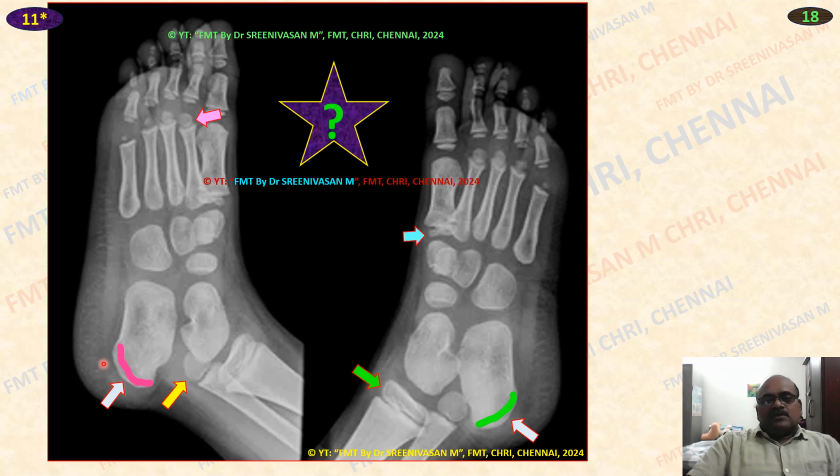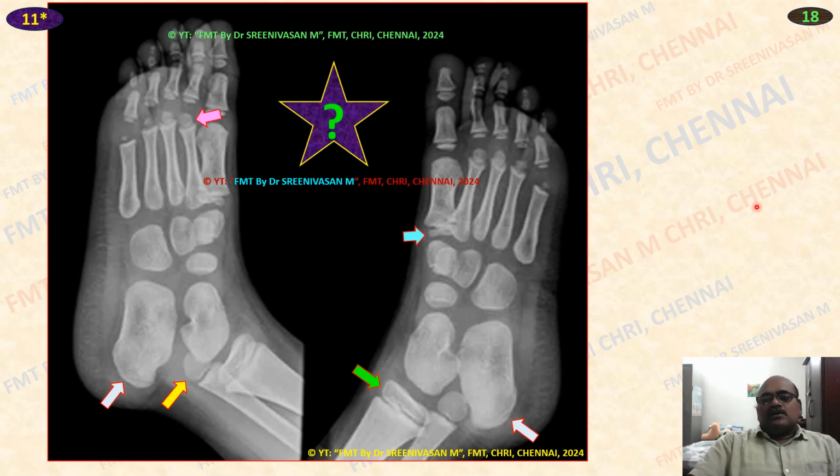And in both the X-rays you can see there is a thin radiolucent shadow between the secondary center and the main body of calcaneus, right? So that means it has appeared more than 6 years, not fused, less than 16 years, right? Secondary center for calcaneus appeared, not fused. If you zoom and check, you can see a thin radiolucent shadow between the secondary center and the main body of calcaneus.